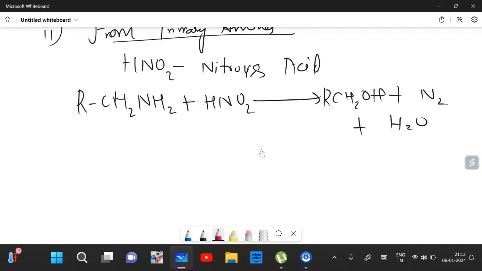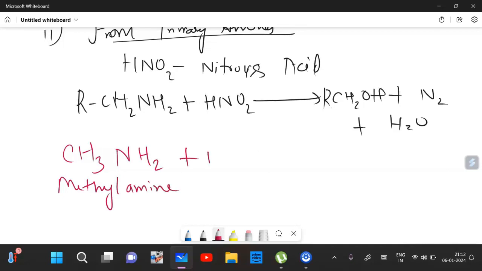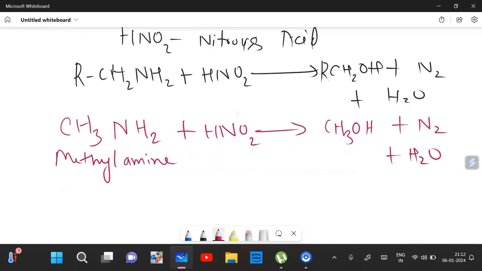For example, we have CH3NH2, methylamine. This is treated with HNO2 to give CH3OH plus N2 gas plus H2O. So this is the second method of preparation.